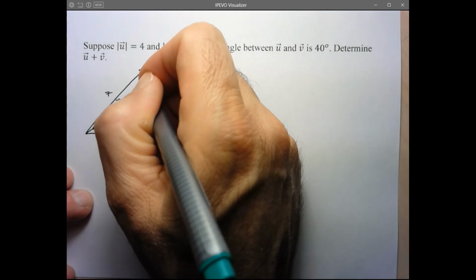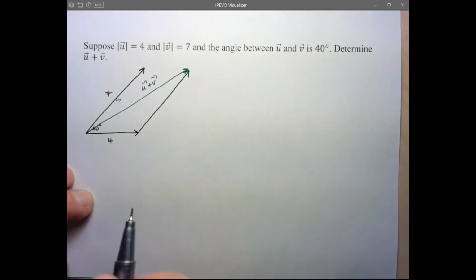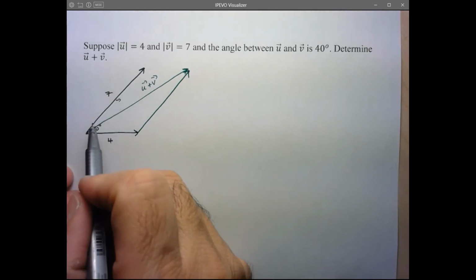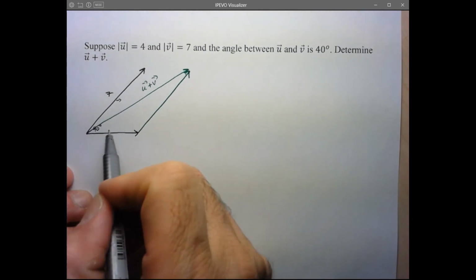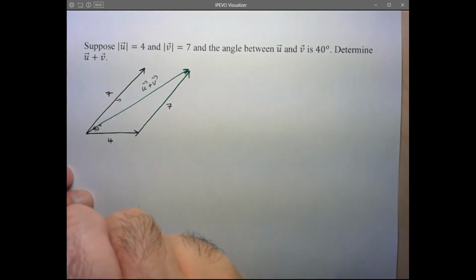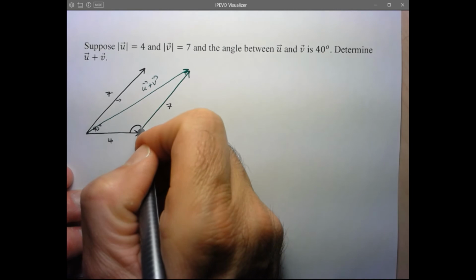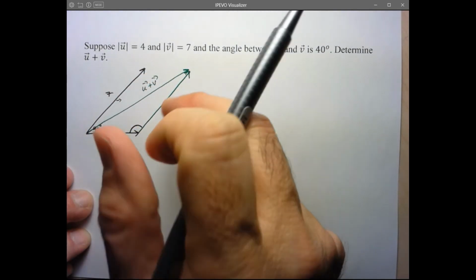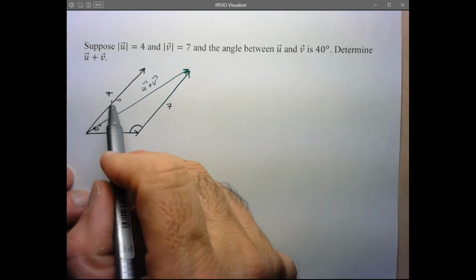So this is going to be u plus v. But this is where you need to be careful, because this angle of 40 degrees is nowhere inside this triangle. Okay? What is inside this triangle, though, is this angle here. And again, remember, as I moved 7, it has the same direction, meaning these two vectors are parallel.